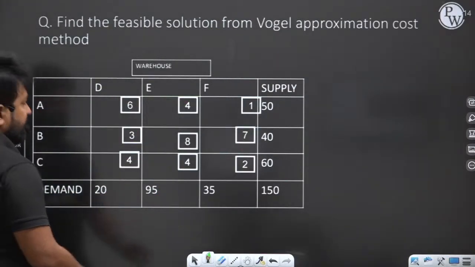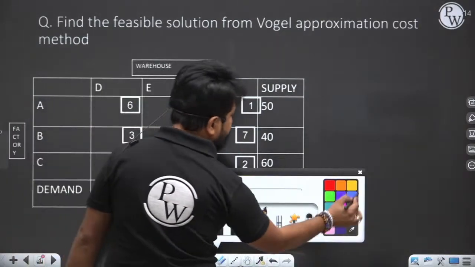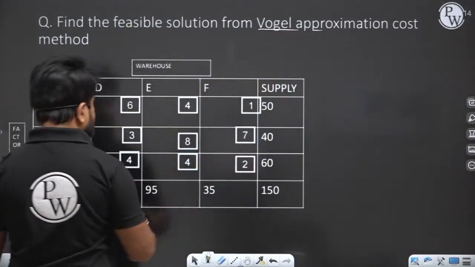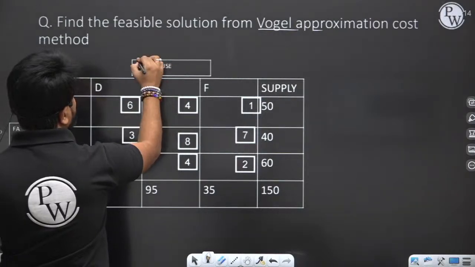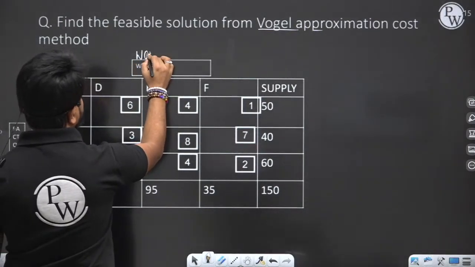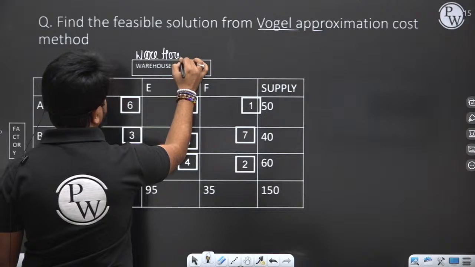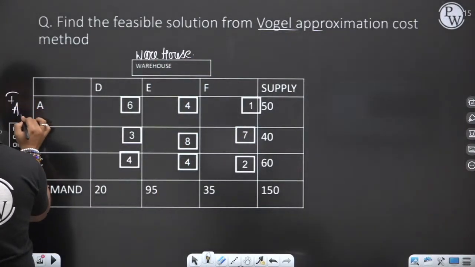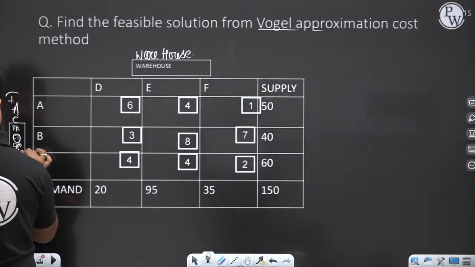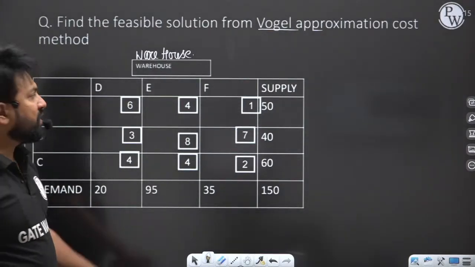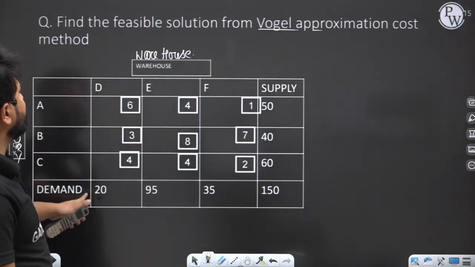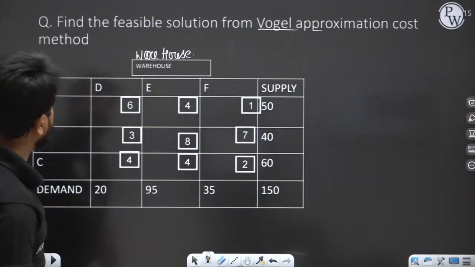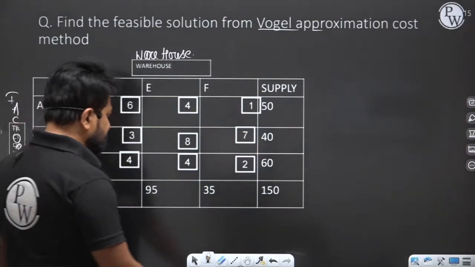Now solve the same question by Vogel approximation method. Here I am going to write, this is a warehouse, right? And this is a factory. So you have to solve the same transportation problem by the Vogel approximation method.